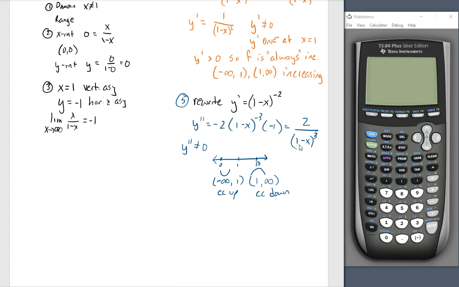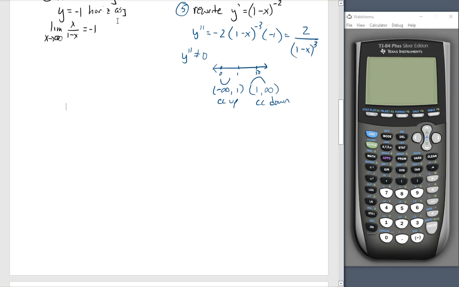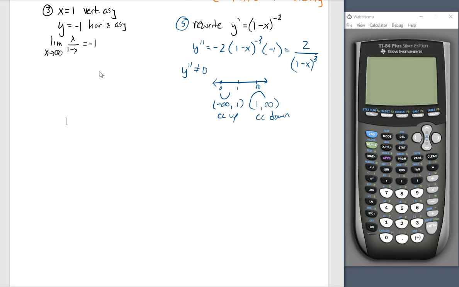Notice at 1, our only critical number, because it's where the first derivative doesn't exist. It doesn't exist in the second derivative either. So we can draw this. All right, check it out. I'm going to draw one, and then we're going to take a look at Desmos, see how we did. All right, at x equals 1, we have a vertical asymptote. At y equals negative 1, we have a horizontal asymptote.